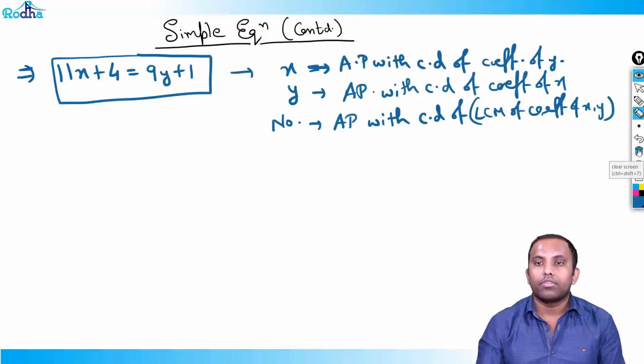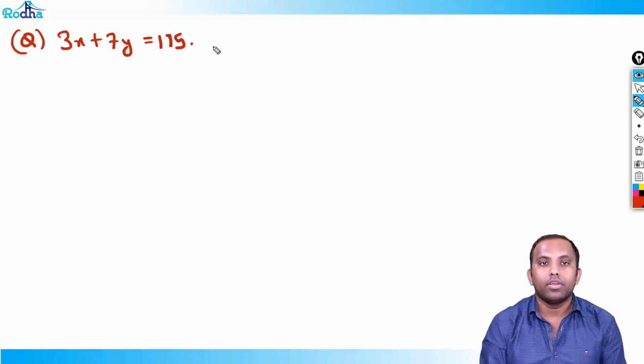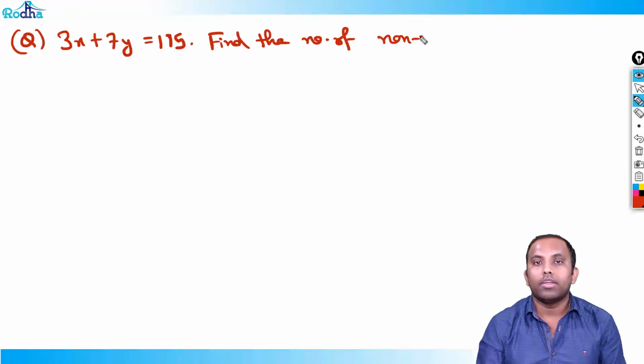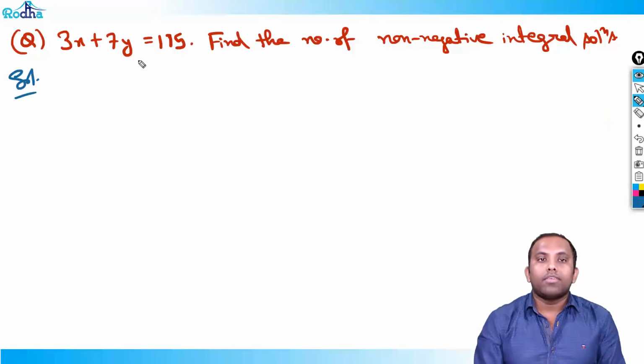So let's write a question. The question is: 3x plus 7y is equal to 115. Find the number of non-negative integral solutions. Now please listen carefully. 3x plus 7y equal to 115. Find the number of non-negative integral solutions.